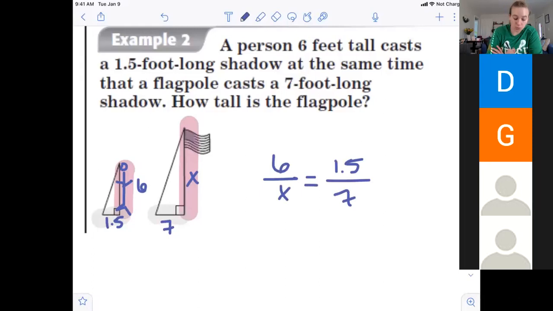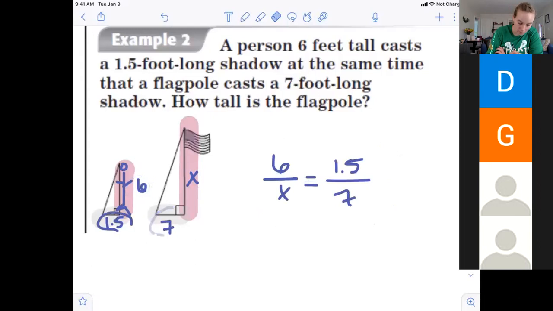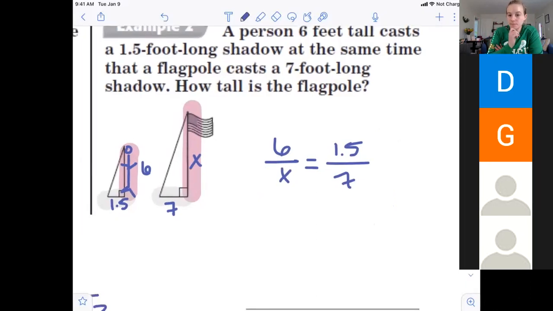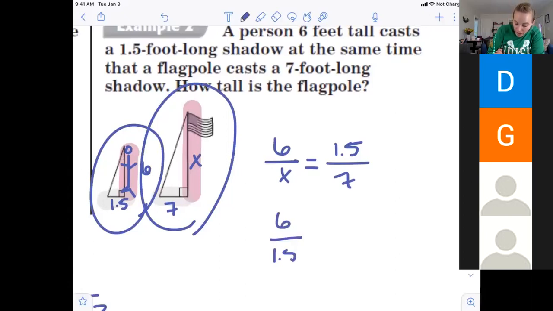So we could do that because we're doing 6 and x, which are the heights, and then we'll do the shadows. And you kept the person on top and then the flagpole on the bottom. That works. Did anyone think of a different way of writing their proportion? Another way you could do it is you could do all of the person together and then all of the flag together. So I could do 6 over 1.5 equals x over 7.